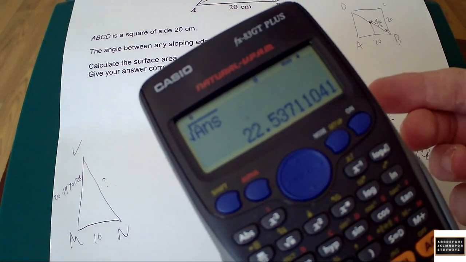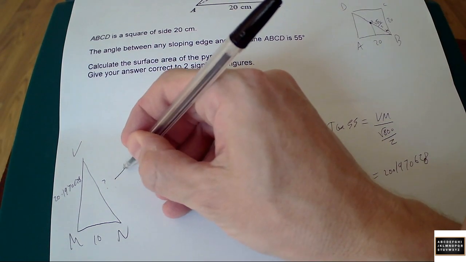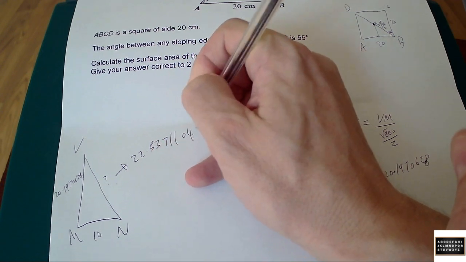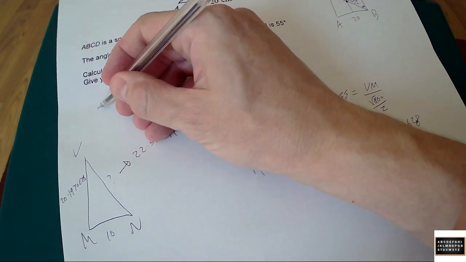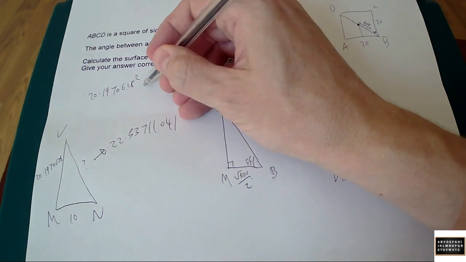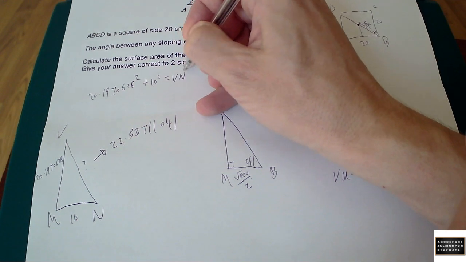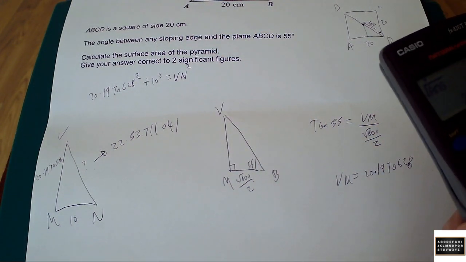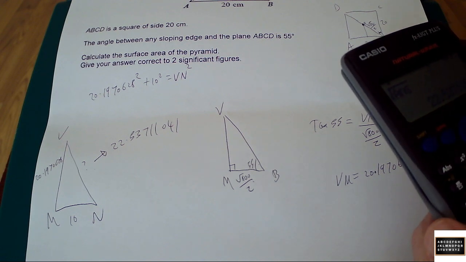So 22.5371141041. I need to show the examiner what I've done. So I'm just showing that just to show what I've done. 22.53. So that's now the height.